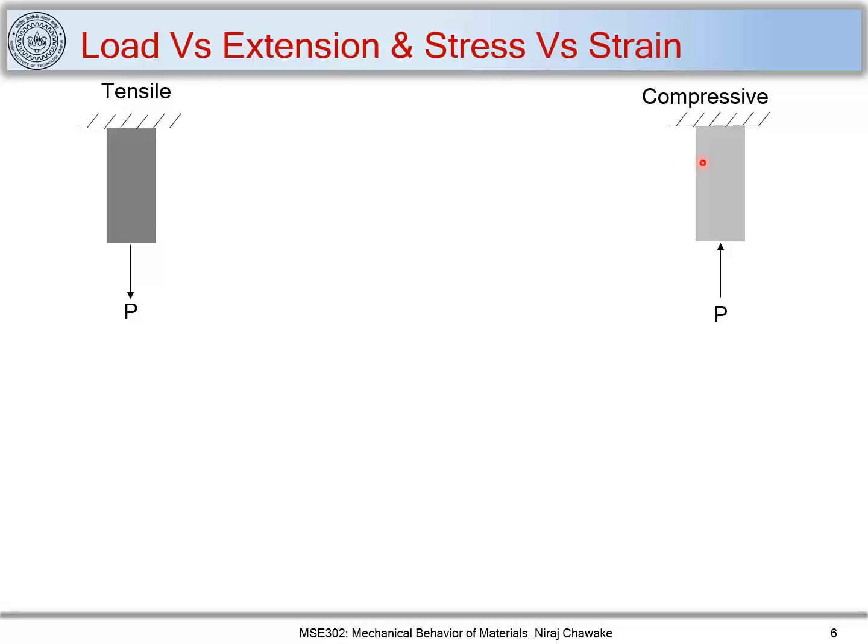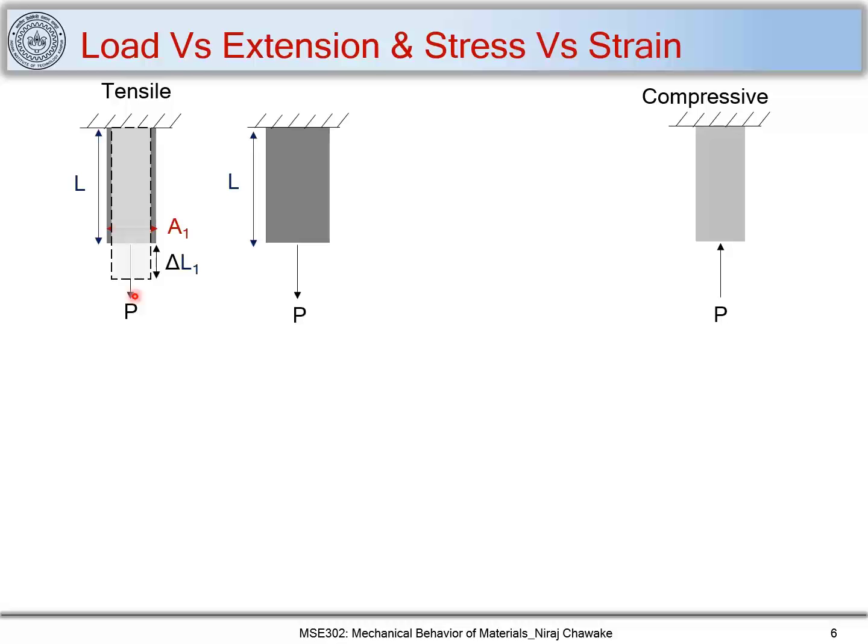So let's say the member has a length L and area A1, and is subjected to load P, and it undergoes some extension called delta L1. Now I have another member of the same length. I subject it to the same load P, but its cross-section area is A2, which is more than A1, and it will also elongate under the load, and I call the elongation delta L2.